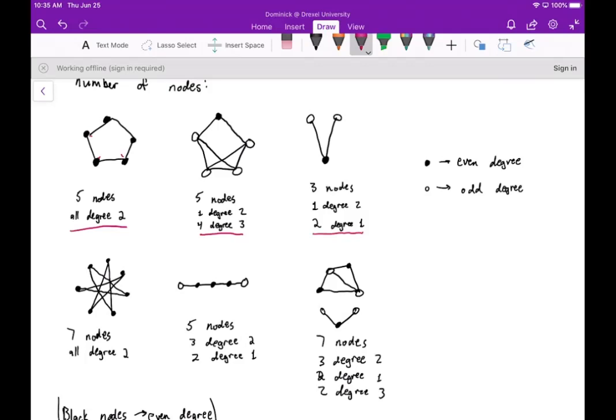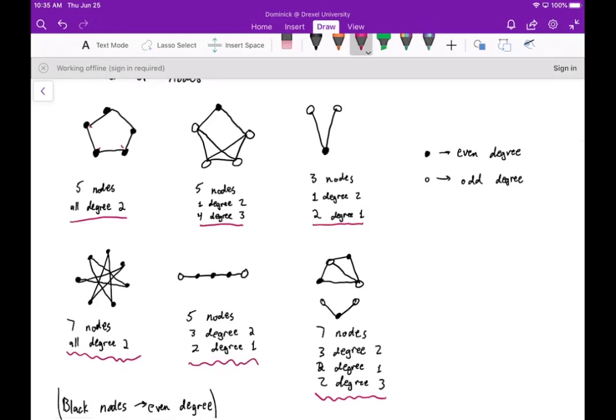Then this star figure here has 7 nodes, and they're all of degree 2. Here we have 5 nodes, 3 of degree 2 and 2 of degree 1. And here we have this disconnected graph, which we'll talk about a little later, which has 7 nodes, 3 with degree 2, 2 with degree 1, and 2 with degree 3. So for these examples, it looks true that if we have an odd number of nodes, we will have at least 1 node with even degree.